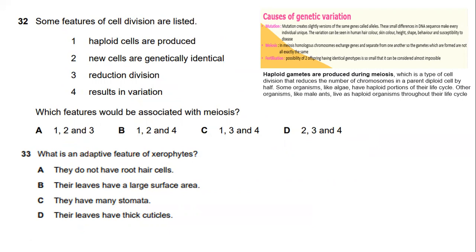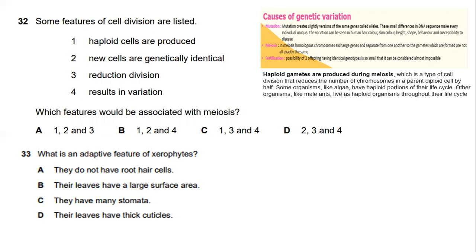For question number 32, some features of cell division are listed. Which features would be associated with meiosis? In these chapters related to causes of genetic variation, it stated that in meiosis, homologous chromosomes exchange genes and separate from one another, so the gametes which are formed are not all exactly the same. So this actually results in variation.